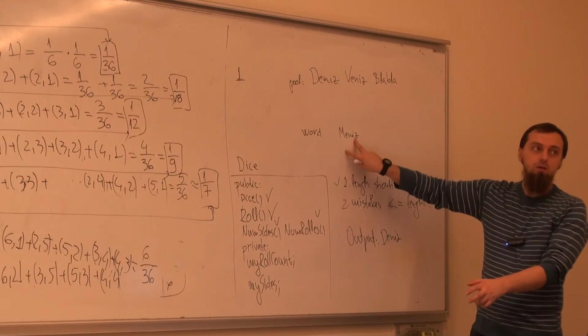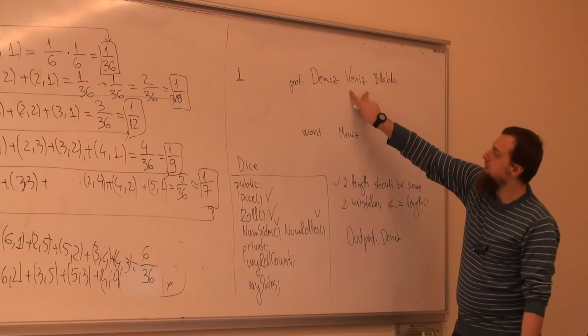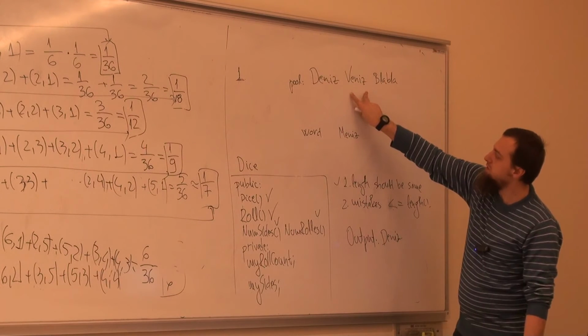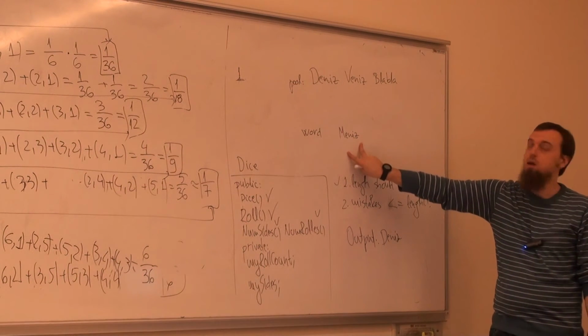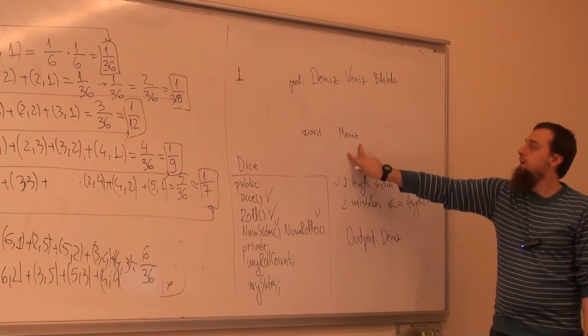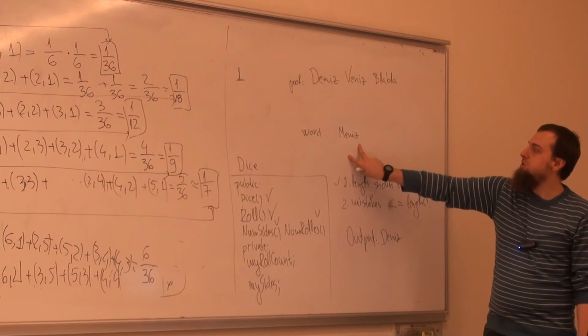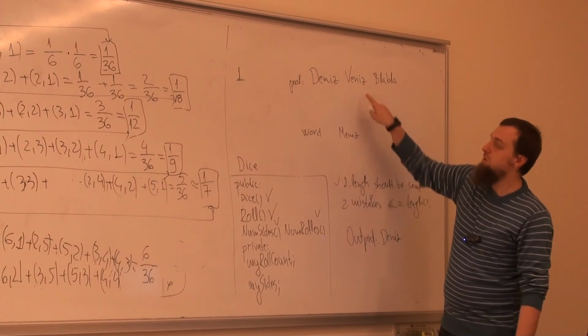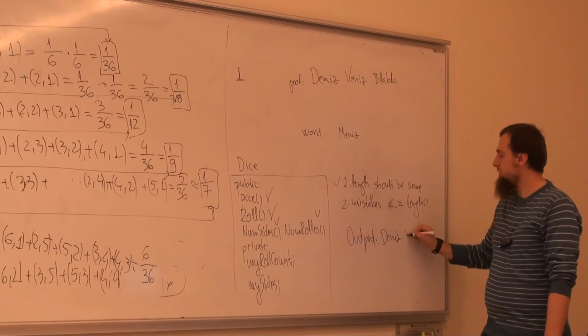I'm done with this word. I go to the other one. Menace and Venice: is the length the same? Yes, it is the same. The number of mismatches is 1, M and V. The others are the same. So I'm outputting Venice also.